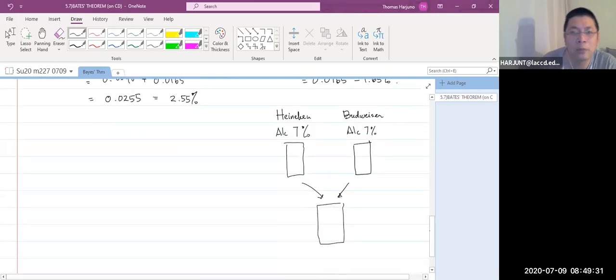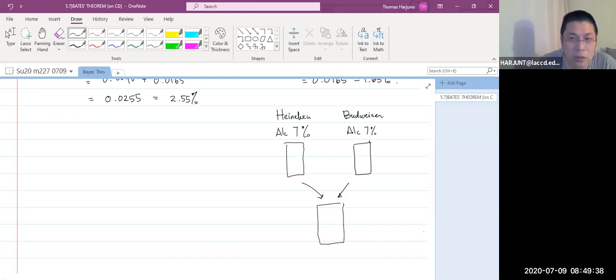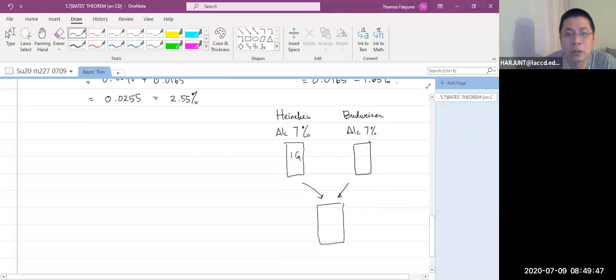Does the alcohol become 14%? No, you don't add the percentage. The volume is double. Okay, so let's say you have 1 gallon, if you are crazy enough to drink that much beer, right? So 1 gallon of Heineken, and then let's say 2 gallons of Budweiser. If you mix them, then you end up with how many gallons? 3 gallons. How about the alcohol concentration? Still 7%.